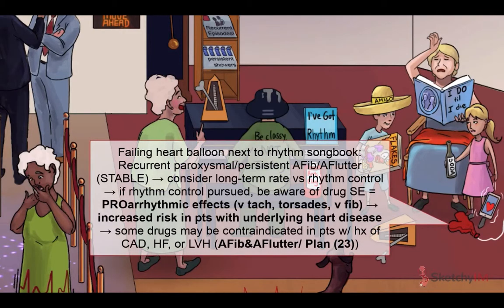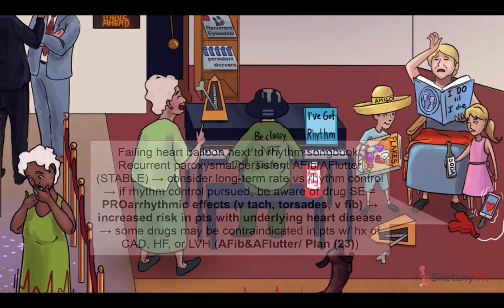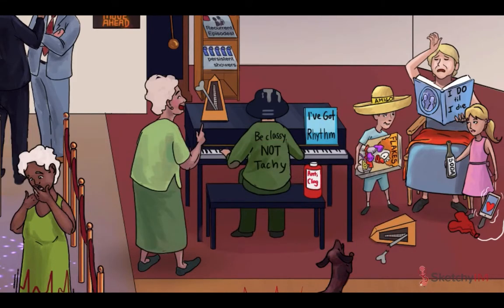And finally, it's extremely important to assess for the presence of underlying heart disease, as emphasized by this floppy failing heart balloon. Flecainide and propafenone, for example, are contraindicated in patients with coronary artery disease. Sotalol, propafenone, dronedarone, and flecainide are contraindicated in patients with heart failure. And in patients with left ventricular hypertrophy, sotalol, flecainide, and propafenone are associated with increased risk of arrhythmia.